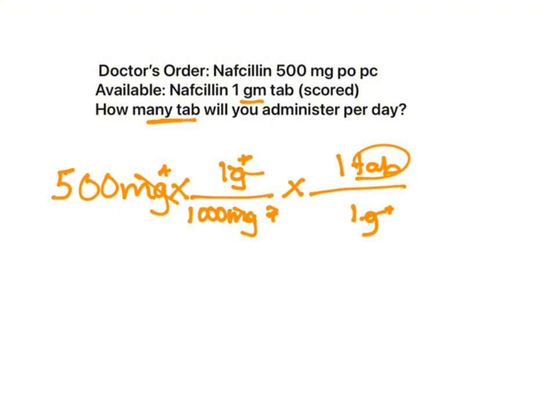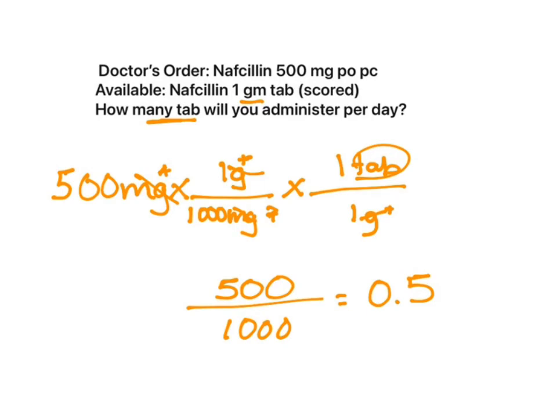All right, so all we have to do now is multiply straight across. So 500 times 1 is 500, and on the bottom, 1,000 times 1 is 1,000. So we do 500 divided by 1,000 and we'll get 0.5. Now, are we done? No, we are not done because this is per dose. The question asks, how much will the patient receive per day? So we go back to the physician's order and we see that it says 500 milligrams PO/PC.